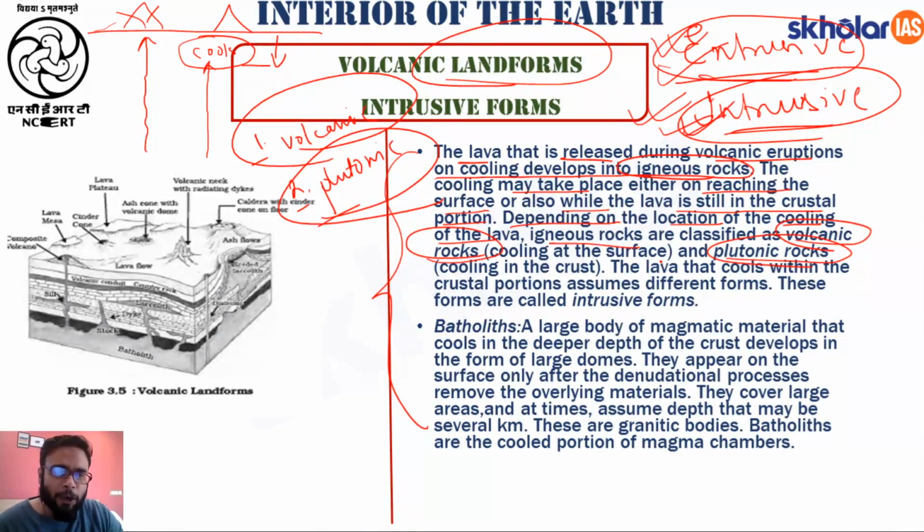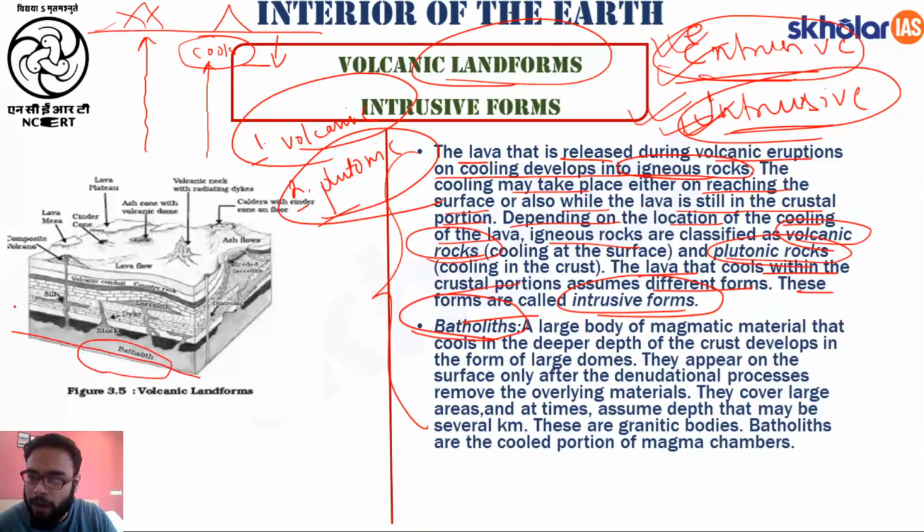Fine? Okay, then the lava that cools within the crustal portion, that means below the surface of the earth, assumes different forms, and these are called your intrusive forms, like we have already explained, right? Now because of the magma cooling below the surface of the earth, we get different types of intrusive landforms, and the first one that we are going to talk about is the batholith. So this is where the batholith is found. Now let us understand what this batholith is.